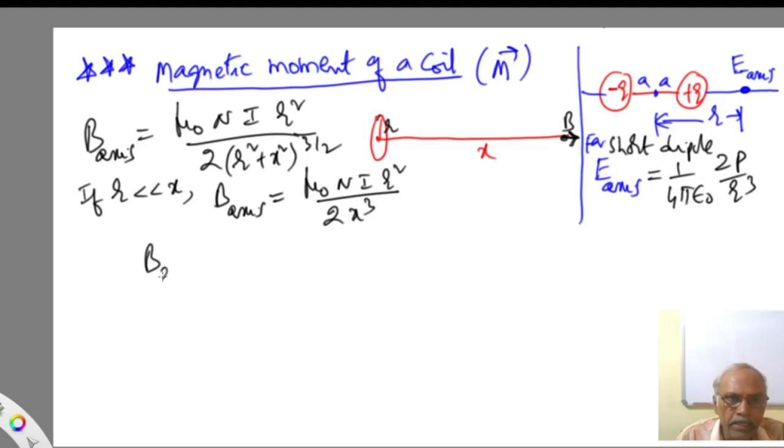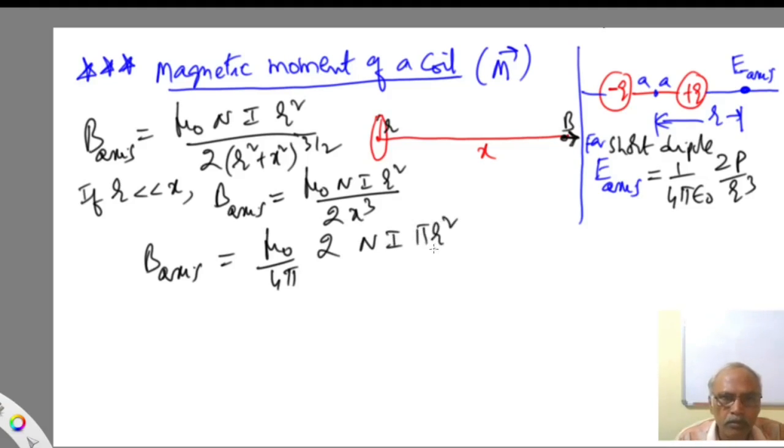This you can write as B axis is equal to mu naught by 4 pi into 2 into n I into pi r square by x cube. This and this are the same only: mu naught by 4 pi, 2 n I pi r square by x cube. Is it? Any doubt?